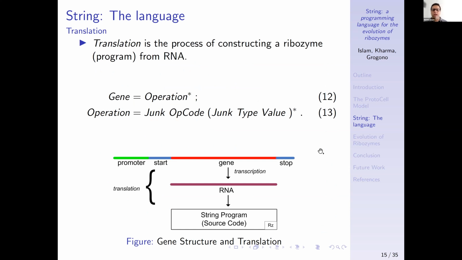This is how the translation happens, and this is also how robustness is ensured by String programs. Given any random genome, which starts with a promoter and a start codon and an end codon, the section in between is translated to a String program. It keeps looking for encodings which it can match, and as long as the encoding is not matched, we consider it junk. In this way, we translate the codon into an operation, an opcode, and then a type and a value. This is how the entire program is translated.